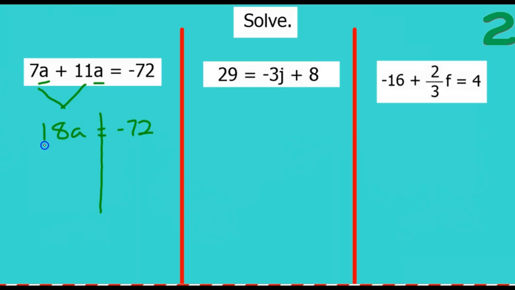So now I have 18a, 18 is touching the a. So to get rid of that, we can divide. So we get a equals negative 72 divided by 18, which gives us negative 4.